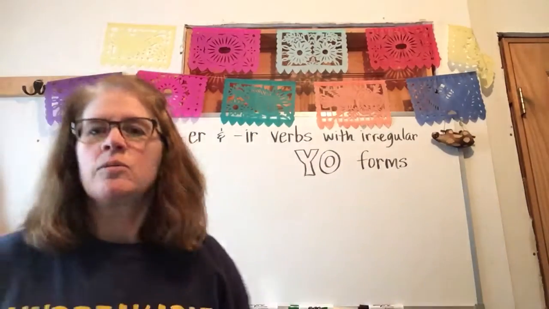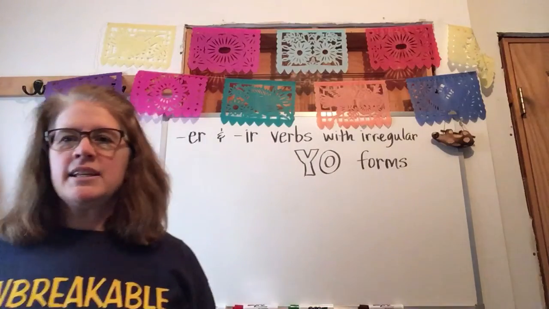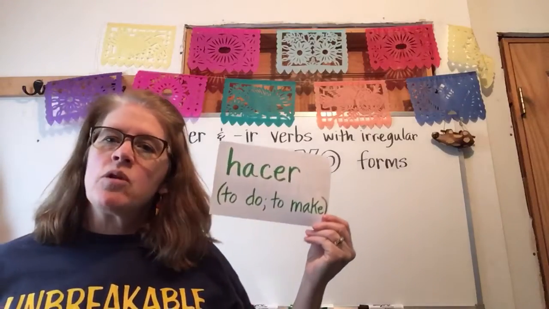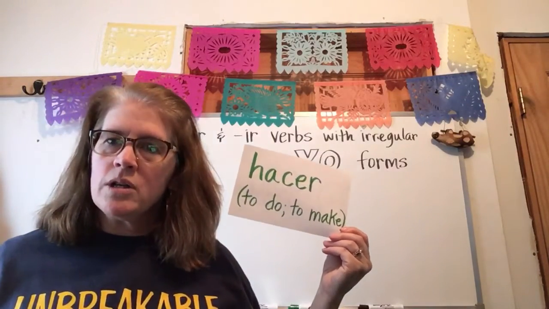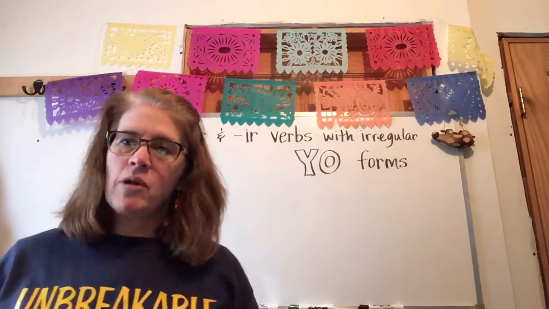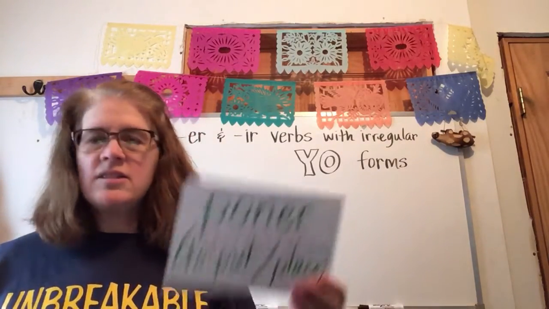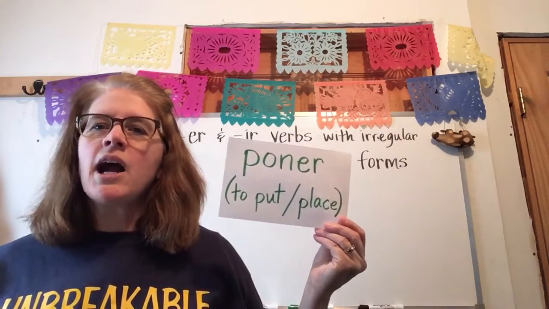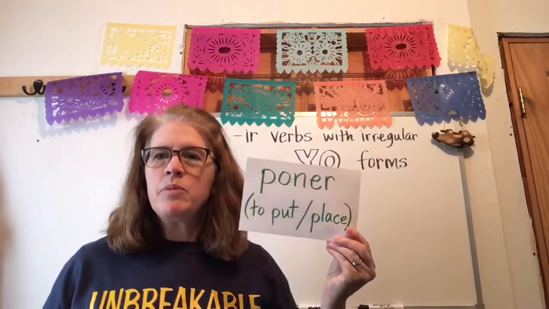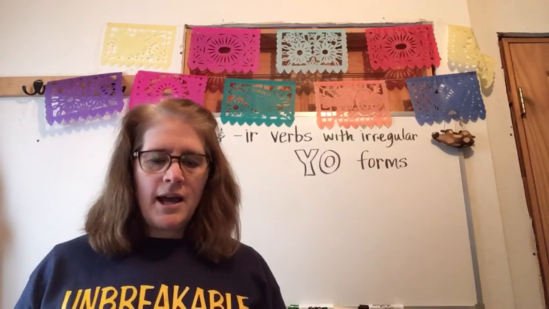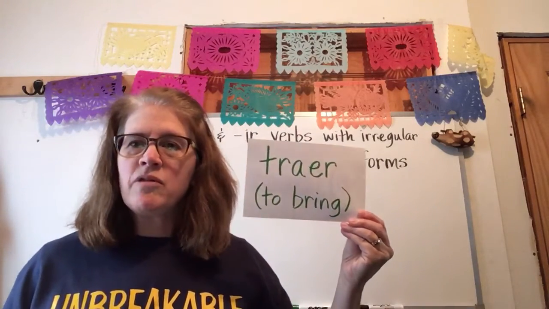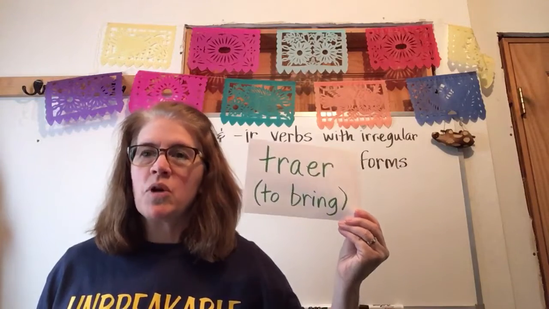Okay, so let's get to it, guys. Here are the 6 verbs that you should know. First one is hacer. Hacer, we've seen before. It means to do or to make. Okay, I'll go over the yo form in a minute. All right, next one is poner, P-O-N-E-R, and it means to put or to place. For example, if you say, I put my books in my locker. Okay, third one is traer. This is a new one for us too, traer, and it means to bring.